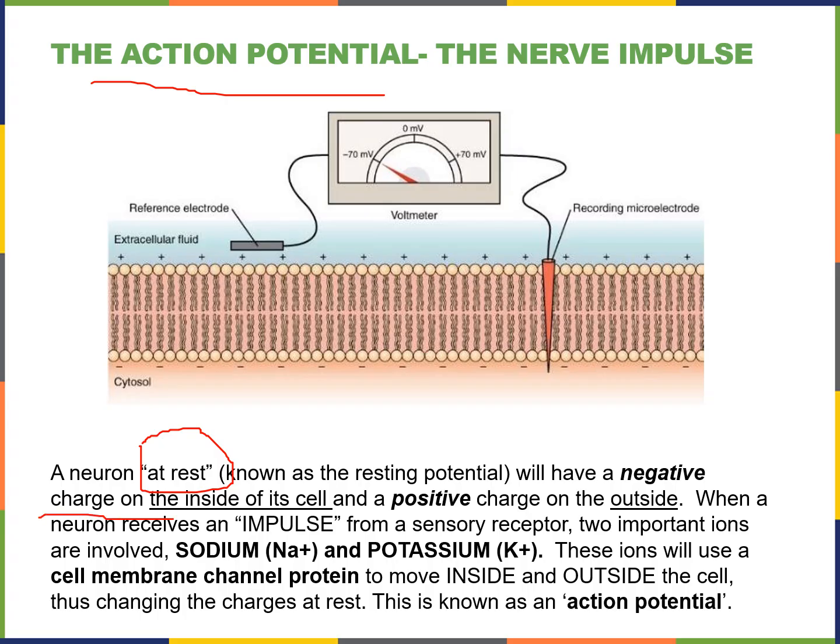At rest, the inside of the cell. So this is the phospholipid bilayer plasma membrane of a typical eukaryotic cell, because that's what our neuron is. So what we're saying is that all along the inside of that membrane, it is negative inside of the phospholipid bilayer. So this here would be the cytoplasm, if you want to think of it that way. And the outside is positive.